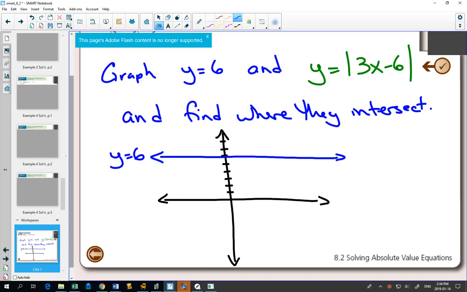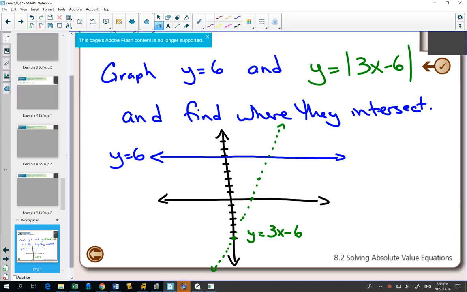How do you graph 3x minus 6 with the absolute value? So what we've learned so far with the absolute value graphs is you graph the inside first. So if I graph 3x minus 6, that would have a y-intercept of negative 6 and a slope of 3. So it would go up 3 over 1, up 3 over 1, up 3 over 1, and it would look like this. Now I'm just drawing this as a dotted line right now, because this dotted line is just 3x minus 6.